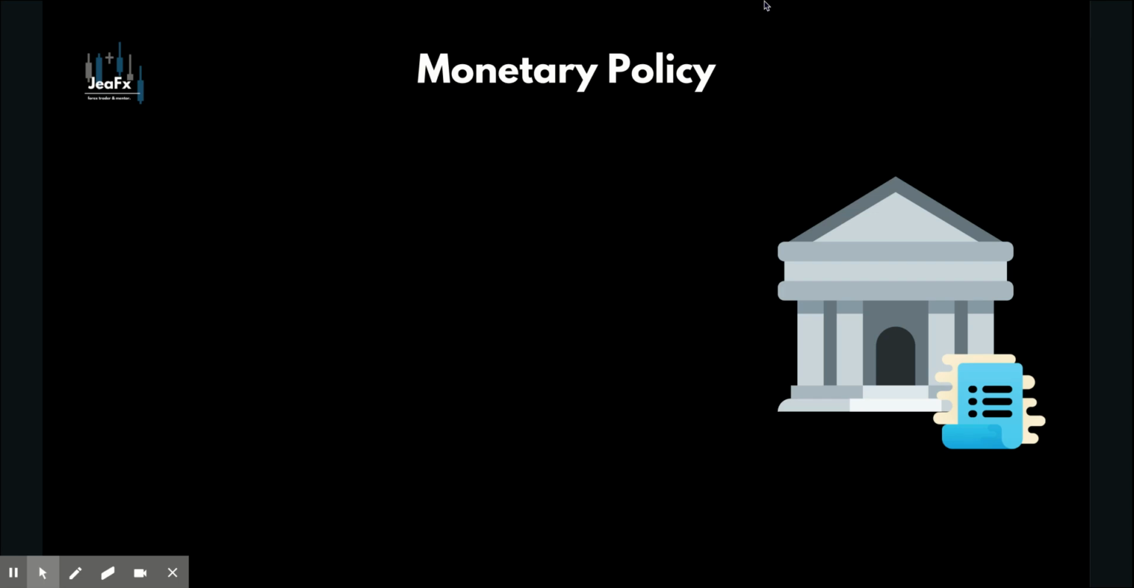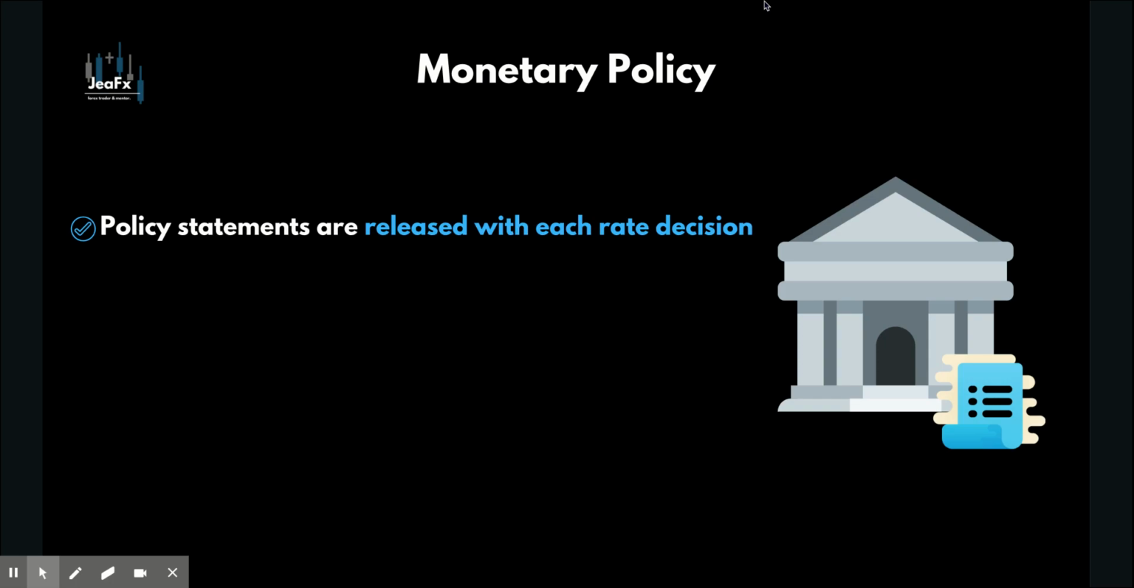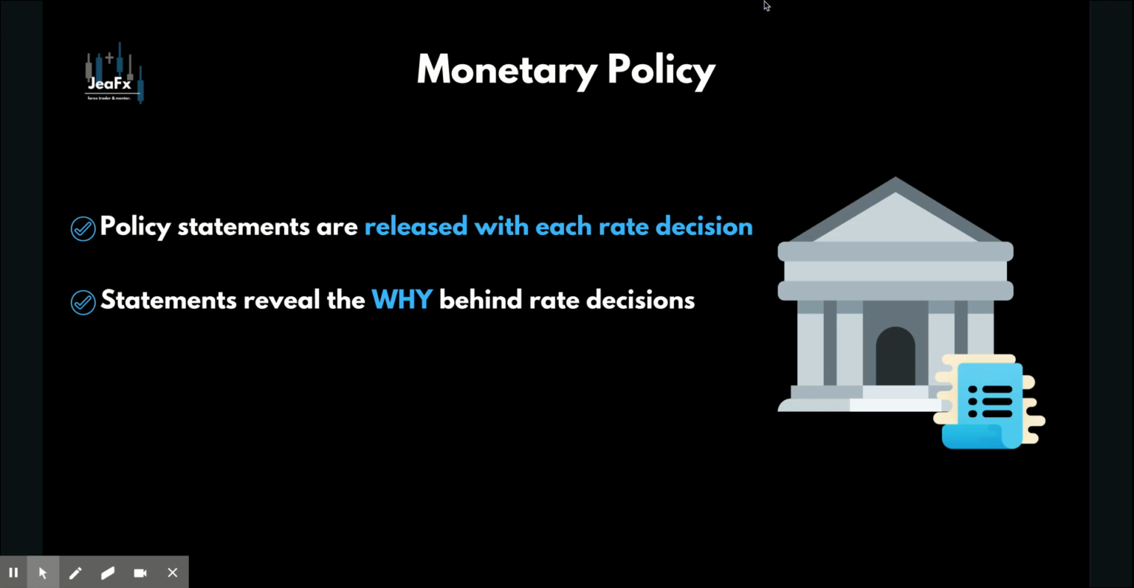Interest rate decisions are met with monetary policy statements as well. Monetary policy statements are released with every rate decision, and they reveal the reasoning behind the rate decision. So if rates have been increased, decreased, or kept flat, the reasoning why is reflected inside the monetary policy statement. So we will follow the monetary policy statement every month to find the reasoning and the why behind the interest rate decisions.